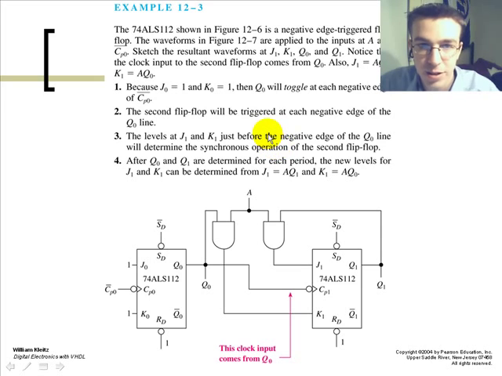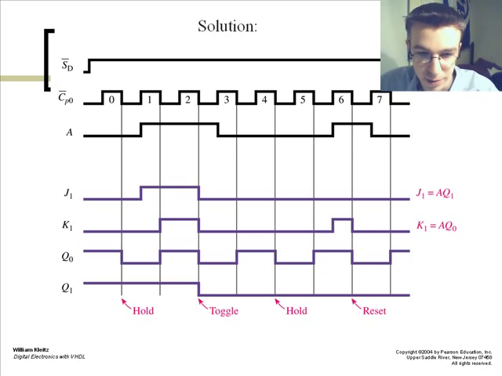Now we'll show you the 74LS112. This is shown in figure 12-6. It's a negative edge triggered flip-flop. This is unique because it has a toggle mode. So we'll go through the waveform and determine the toggle modes between the chip.